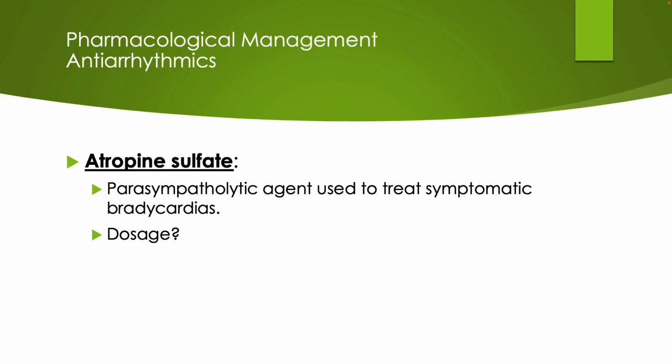To start with, we'll talk about atropine sulfate. So atropine is a parasympatholytic agent used to treat symptomatic bradycardias. Our dosage on atropine is 1 milligram IV, and you can repeat it for a total dose of 3 milligrams. Another term for parasympatholytic is anticholinergic. So essentially, atropine works by blocking acetylcholine at the SA node that is produced by the vagal nerve.